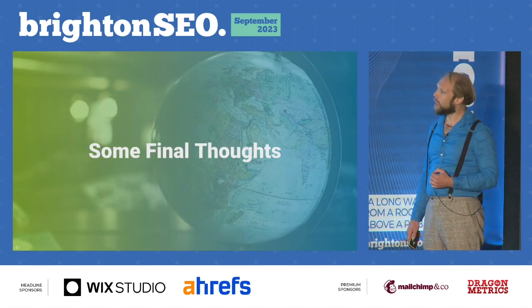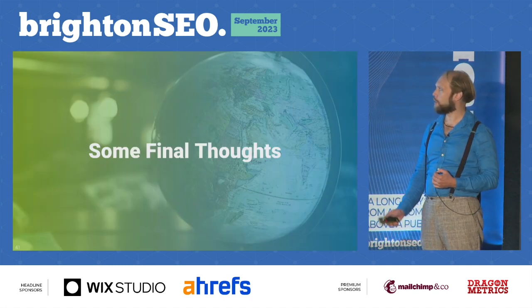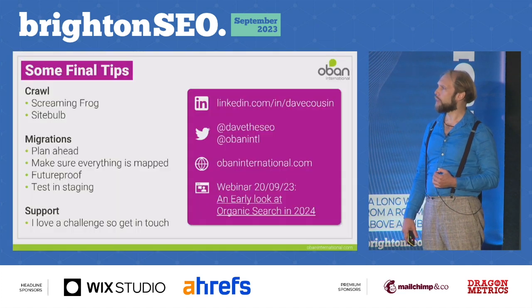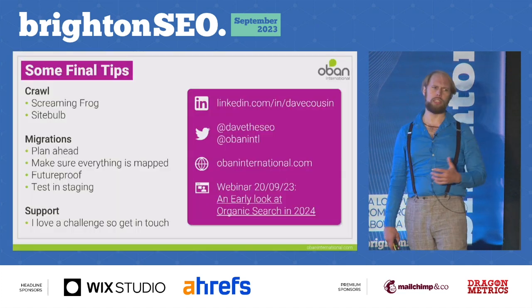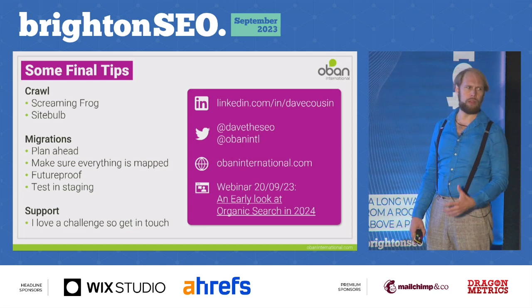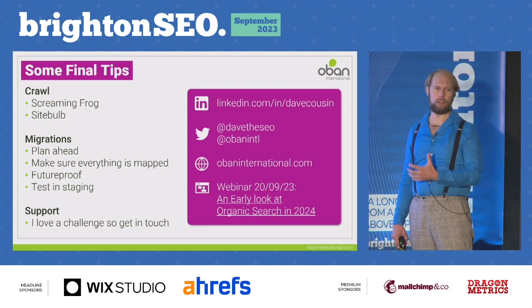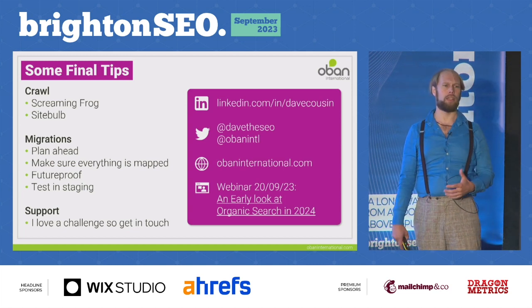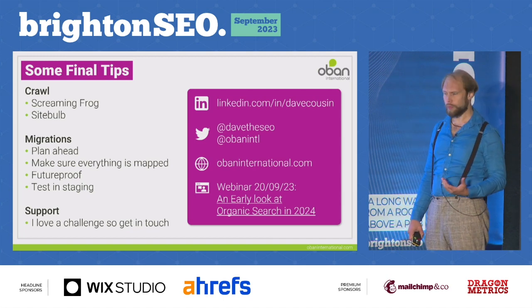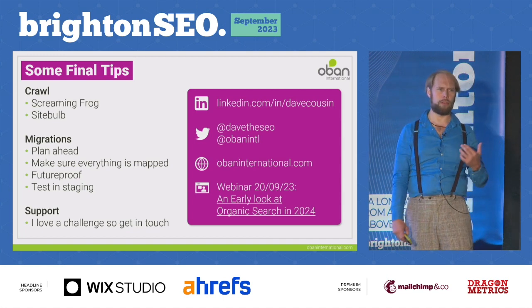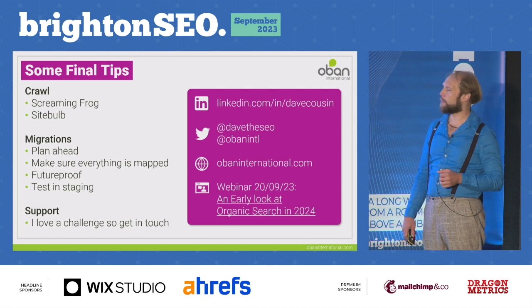So, just a few final thoughts from me. Use crawlers like Screaming Frog and Sitebulb. They've got really good tools for doing these checks, particularly for things like finding missing return tags. In Screaming Frog, the tools are a little bit hidden, but you should be able to use those.